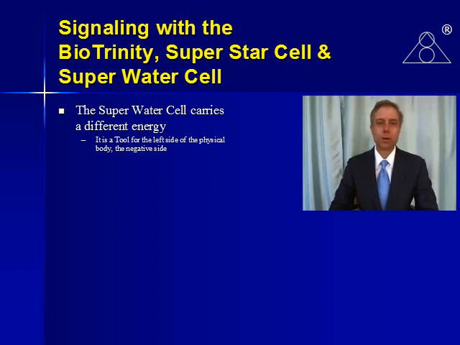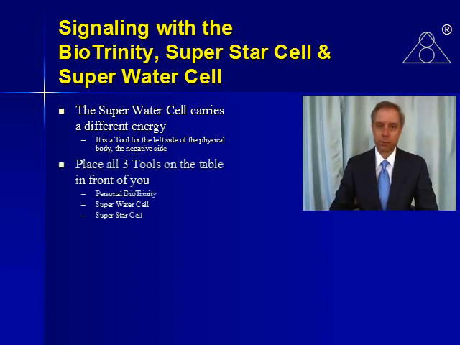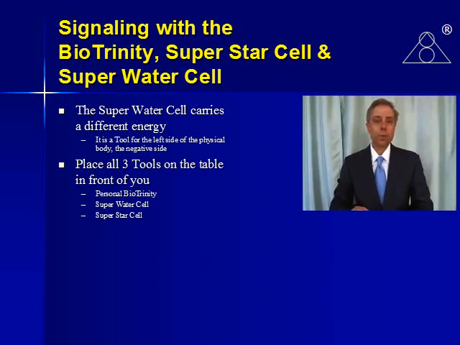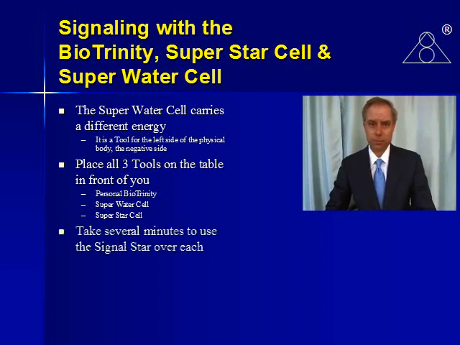And he said that the super water cell is a tool for the left side of the body, which is negative. The super star cell is a tool for the right side of the body, which is positive. That's the reason why you get a different motion. Now, for this practice session, put all three tools on the table in front of you: your personal BioTrinity, your super water cell, and your super star cell. Go ahead and put these tools on the table in front of you. Take your signal star and signal over each of these tools individually. Take several minutes for this.